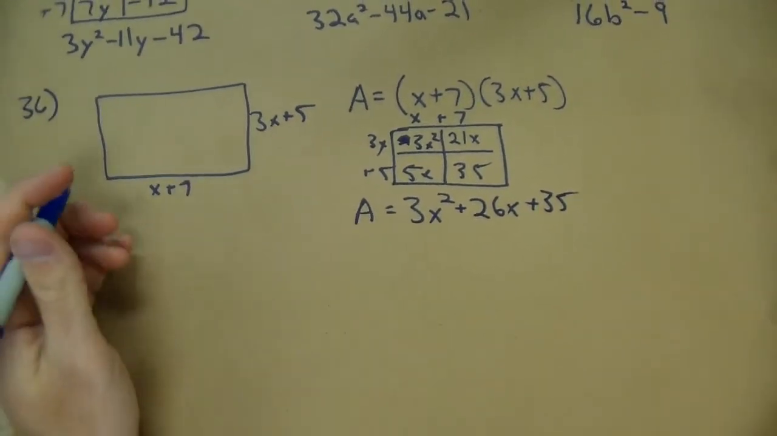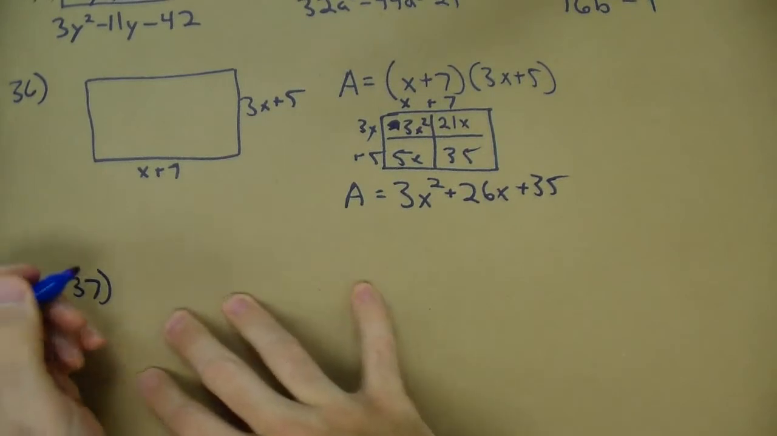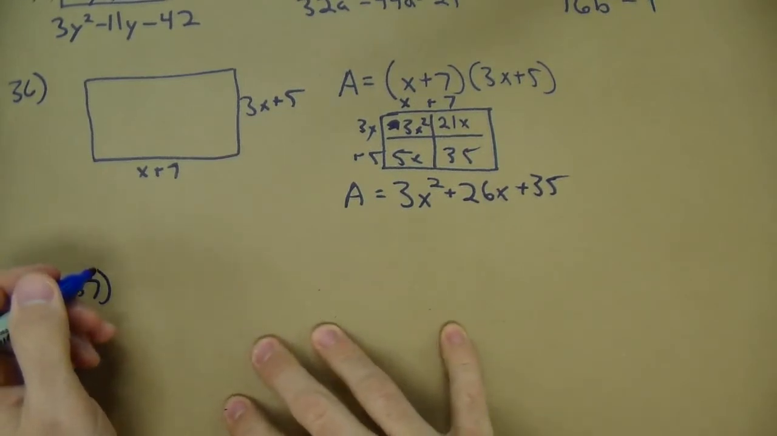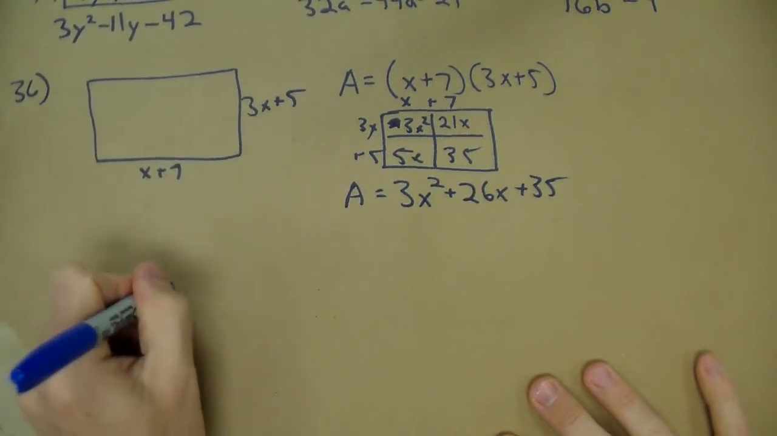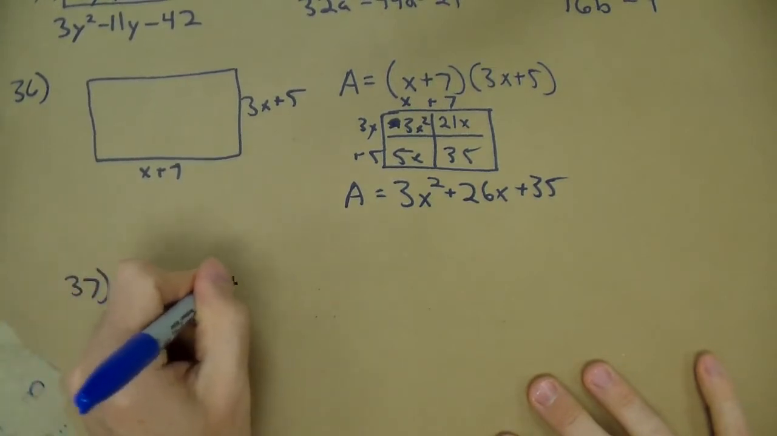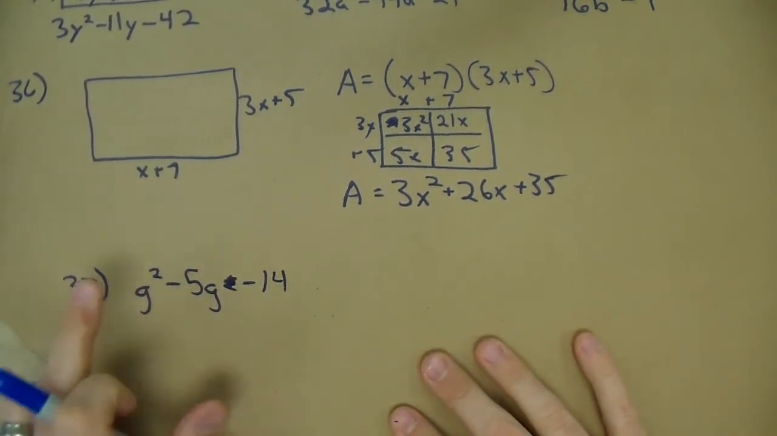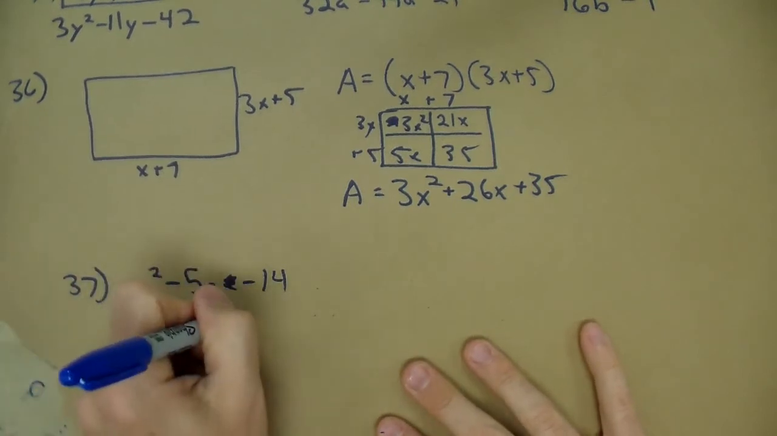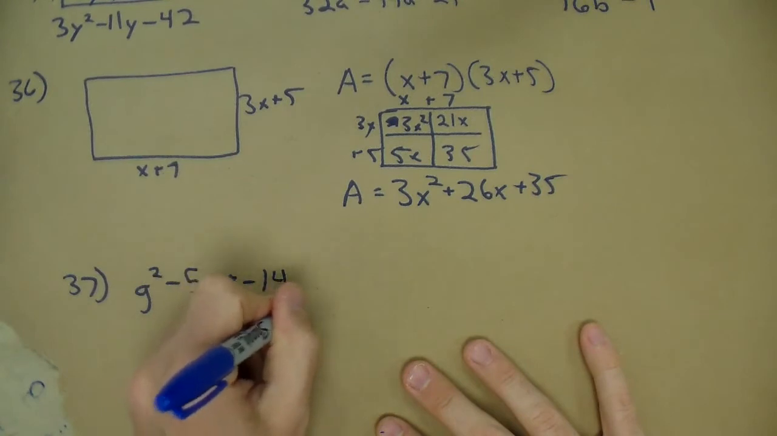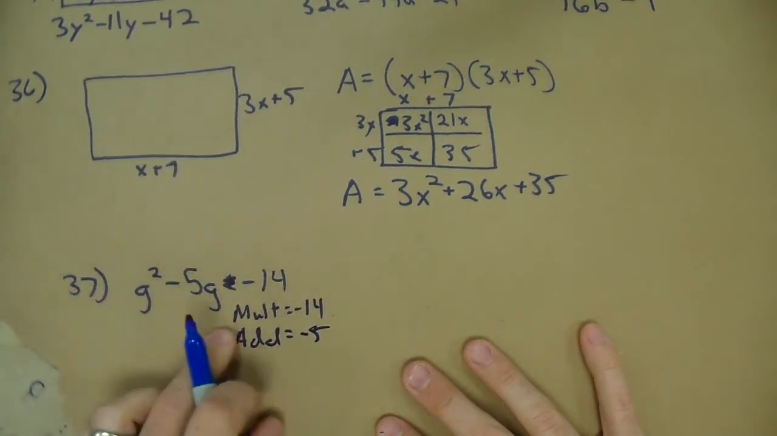Now to factoring. 37. I have g squared minus 5g plus minus 14. When I look at it without a coefficient in front, it's a lot different than what we'll get to on the later parts of these. But I'm just looking for what can I multiply to get negative 14 that's going to add to negative 5.